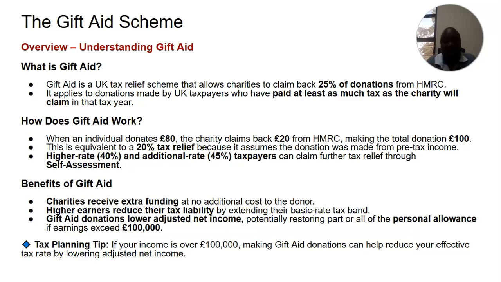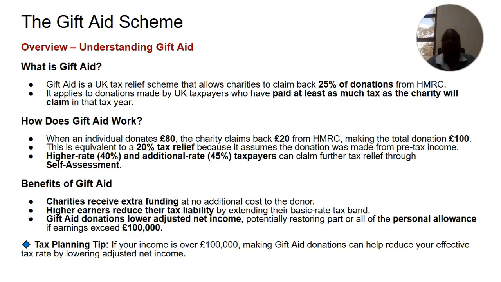This is equivalent to a 20% tax relief because it assumes the donation was made from pre-tax income. High rate 40% and additional rate 45% taxpayers can claim further tax relief through self-assessment. So what is the benefit of gift aid? Charities receive extra funding at no additional cost to the donor.